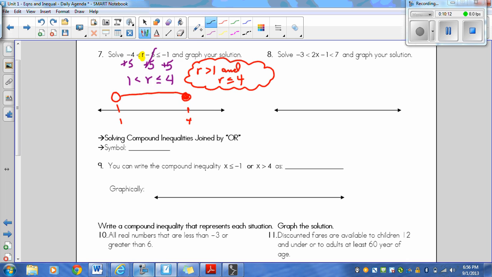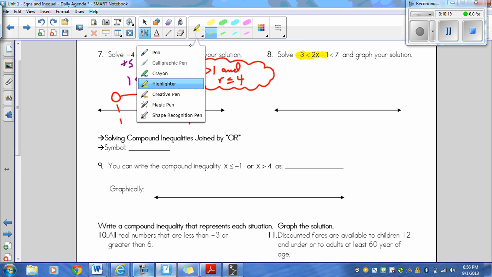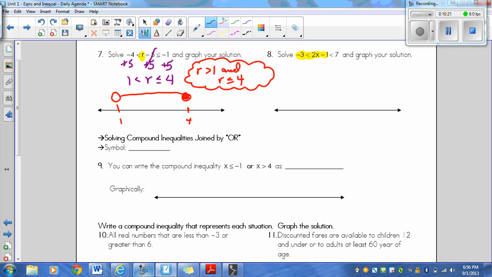I'm going to take just the yellow part and I'm going to solve that first. So I'm going to do, let's do it in green. So if negative 3 is less than 2x minus 1, just going to take that part first. Because you guys know how to solve this. You add 1, you have negative 2 is less than 2x, you divide by 2, you get negative 1 is less than x, which you guys know is really x is greater than negative 1.